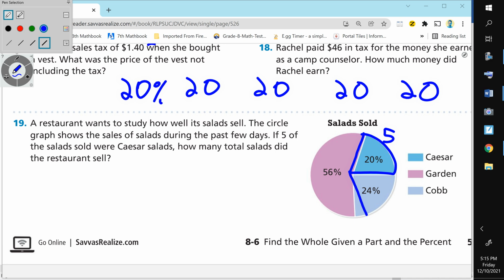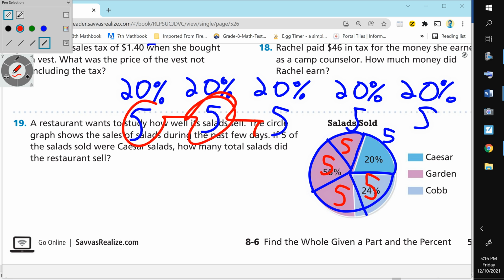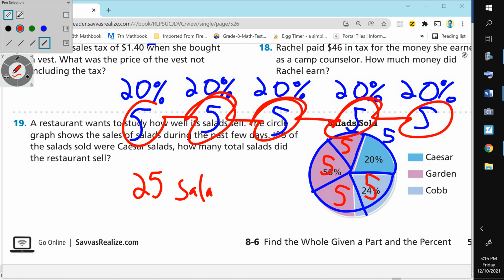So if 20% is 5 Caesar salads, how many salads were sold? Well, 20% is 5. So watch this. 5, 5, 5, 5. How many salads were sold? 5, 10, 15, 20, 25 salads total were sold.